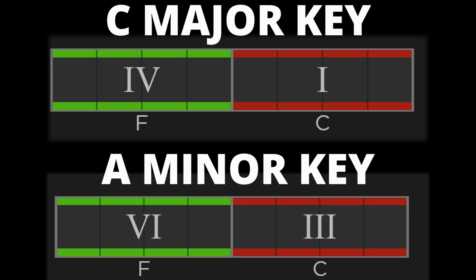Another cadence used in major key songs is the 4-to-1 change. It is sometimes called the Amen or plagial cadence. In a minor key, this 4 chord from its relative major will always be the 6 chord. For example, in the key of C major, the 4 chord is F major, and in the key of A minor, the 6 chord is also F major.